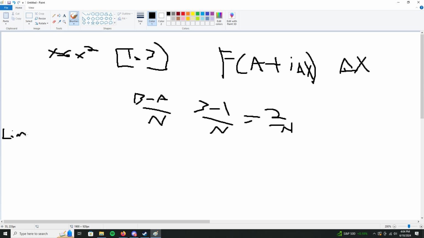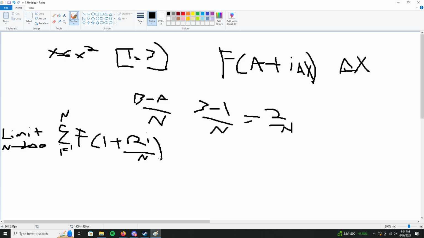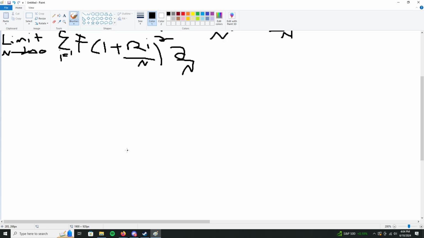So the limit as n approaches infinity of the sum from i equals 1. What we can do here is just plug in. f of 1, since that's a, plus 2i over n, times 2 over n, and this quantity is squared. Okay.